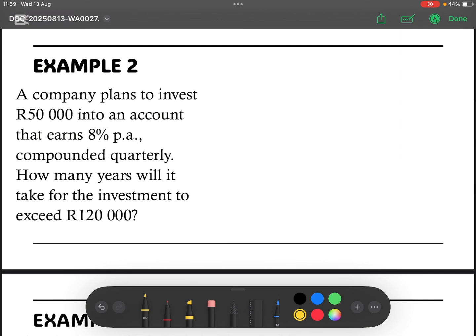Let's look at the second example where a company plans to invest 50,000. So they're planning to invest an amount of 50,000. That is the principal amount, into an account that earns an interest rate of 8% per annum compounded quarterly. So now it's compounded quarterly, meaning the interest is added again quarterly into that investment account. So now we want to know how many years will it take for the investment to exceed 120,000. So how long will it take?